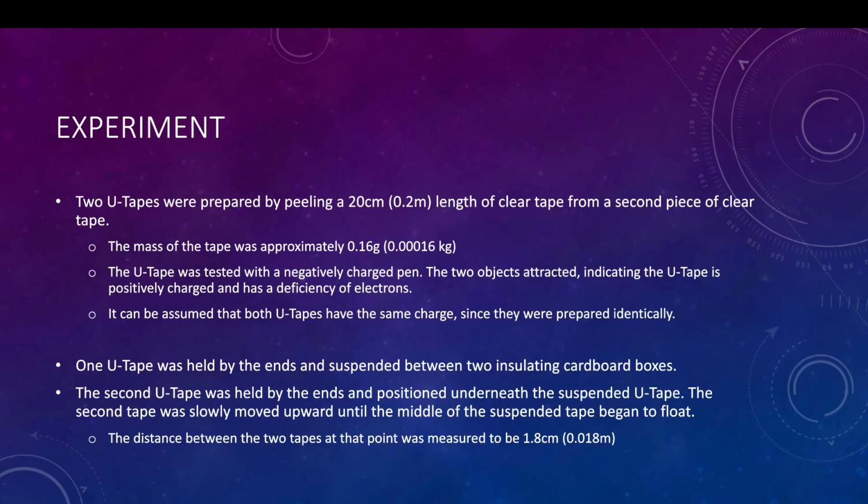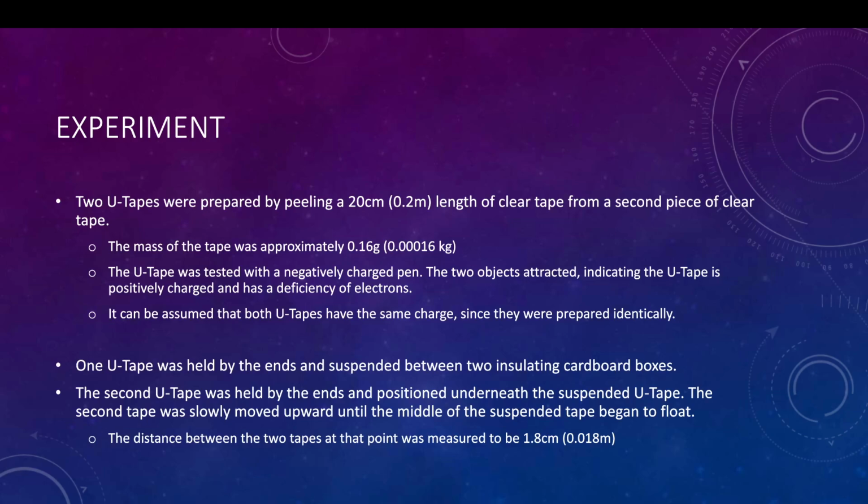In the experiment, two U-tapes were prepared by peeling a 20 centimeter length of clear tape from a second piece of clear tape. The mass of the tape was approximately 0.16 grams. The U-tape was tested with a negatively charged pen. The two objects attracted, indicating the U-tape is positively charged and has a deficiency of electrons. It can be assumed that both U-tapes have the same charge since they were prepared identically.